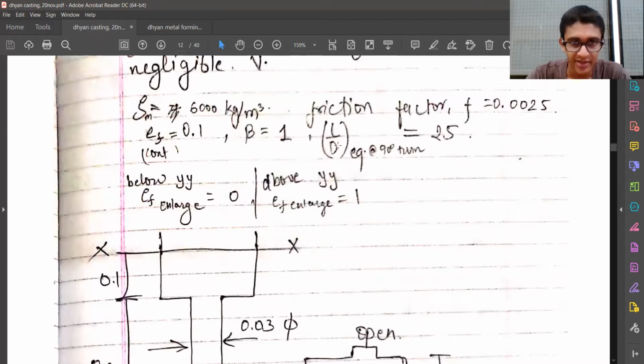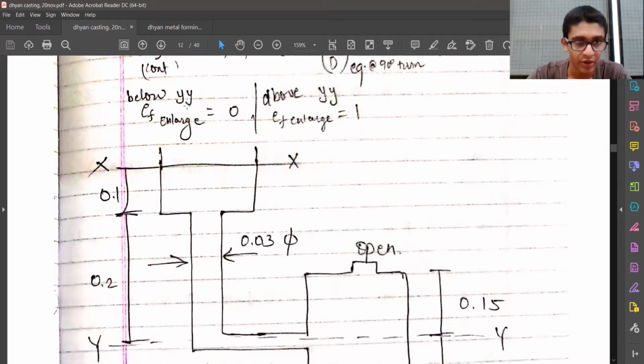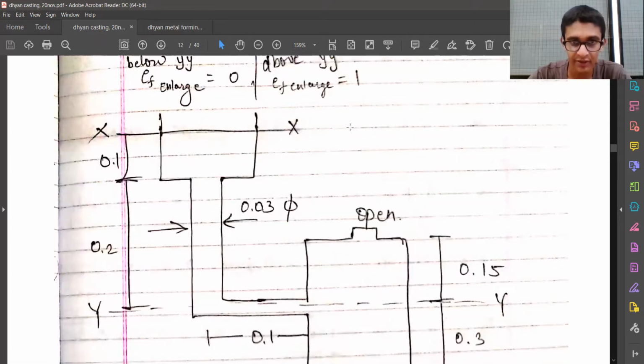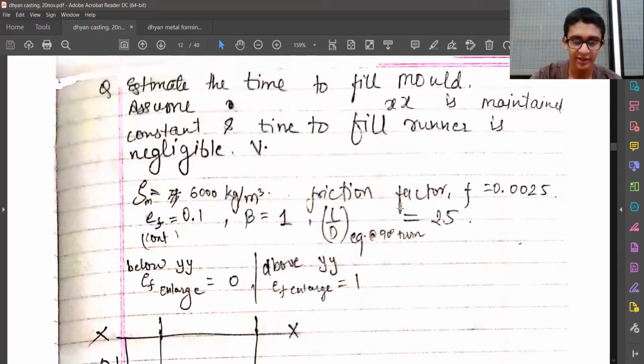EF is given, beta is given, L by D equivalent at 90-degree turns are given as 25, and below YY, EF enlarging. Enlarge is over here from small area to enlarging area. EF is 0. Above YY, above this plane YY, the EF value will be 1. So now you should be able to think that there are two EF values and all things are given.